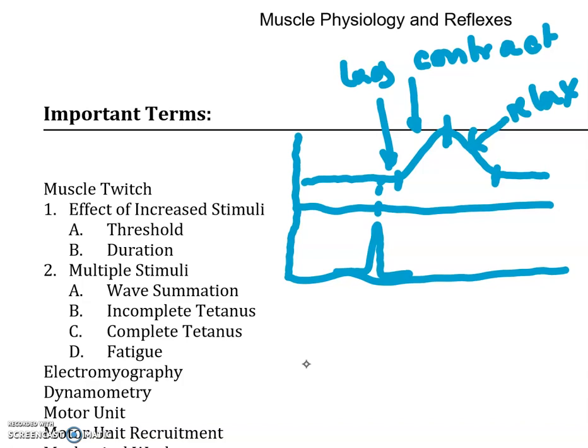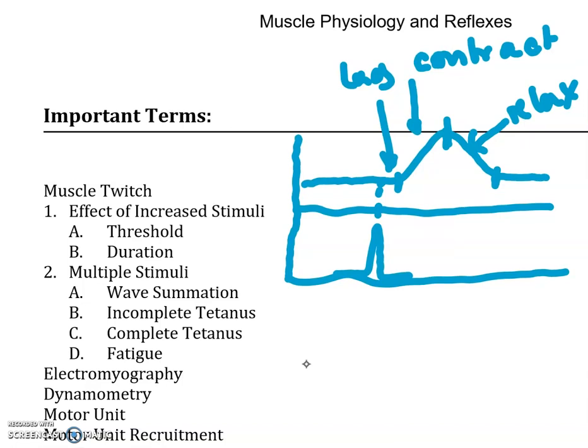The approximate timing of this is the lag phase should be about 10 to 20 milliseconds long, so I'm just going to put about 20 milliseconds. Not sure if you can read this, but the contraction phase should be somewhere around 60 to 80 milliseconds, depending on how fresh your muscle is, or whether it's fatigued or not. And the relaxation phase should be on the order of 100 milliseconds.